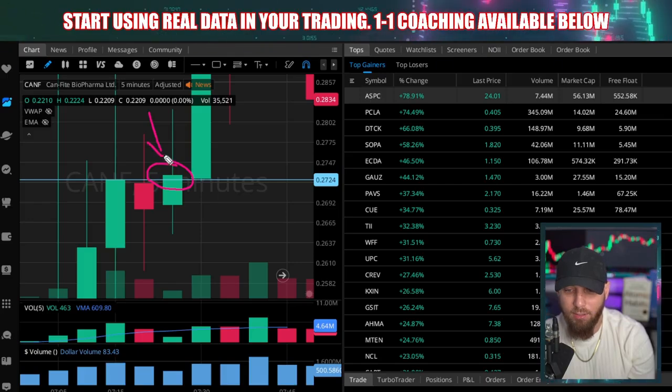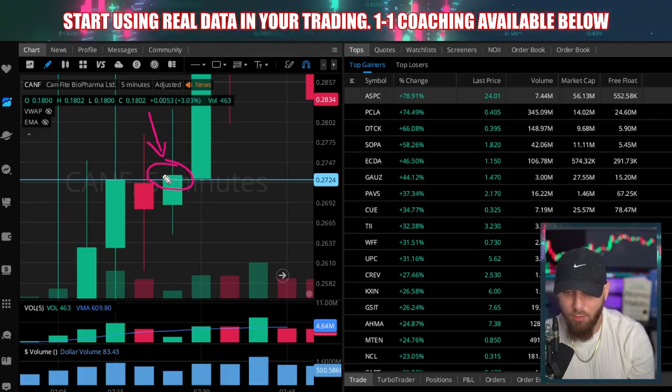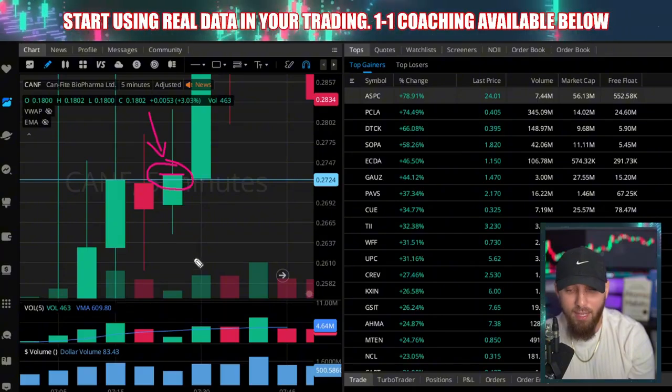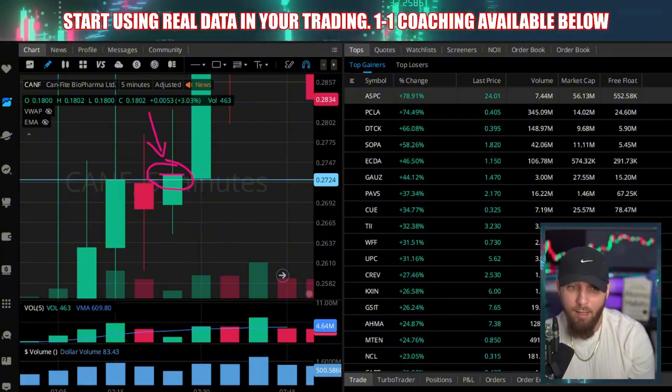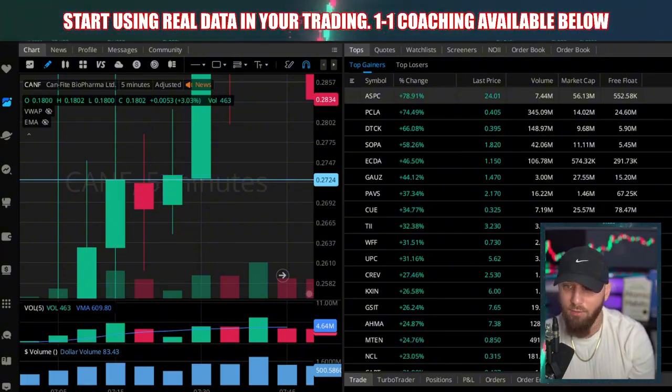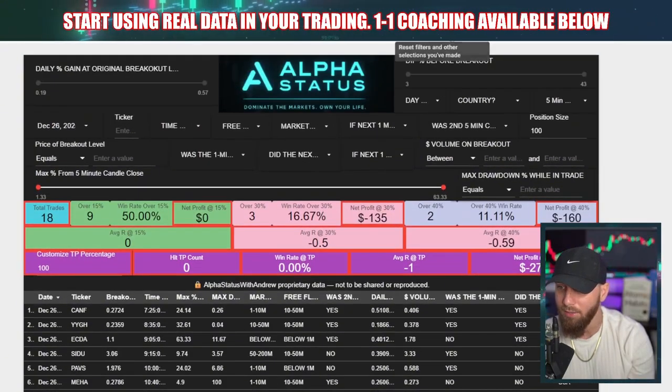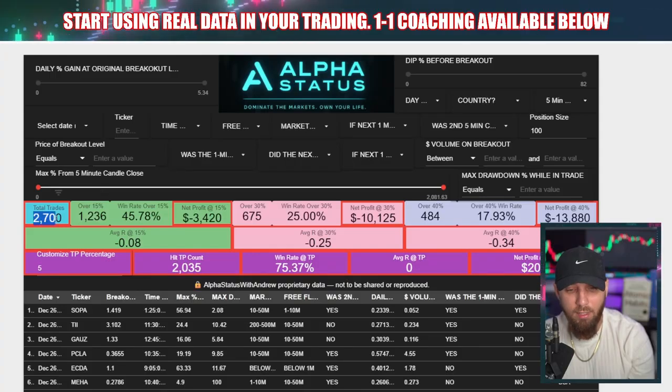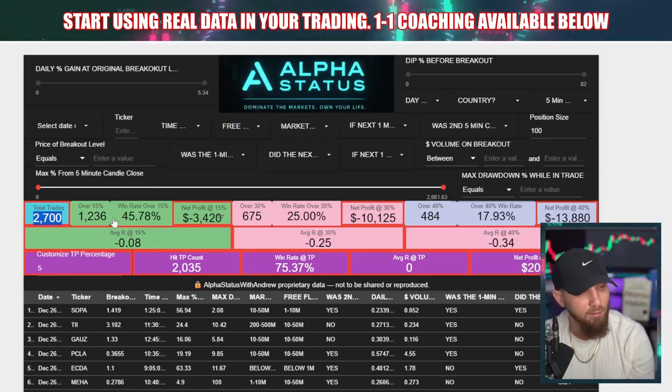Now, the way I used to trade is I used to just wait for this candle to close, and I would hit the buy button as soon as this candle closes, and I would try to enter. Unfortunately, what I found after tracking 2,700 trades is that is not a profitable strategy. So if we come back over to the breakout dashboard, I know many of you guys just want to see the numbers: 2,700 trades, and out of those, only 45% ran for at least 15%. And that's with a 15% stop loss.